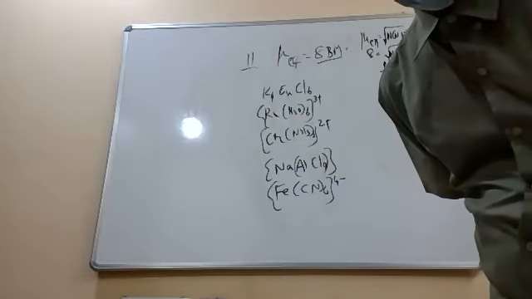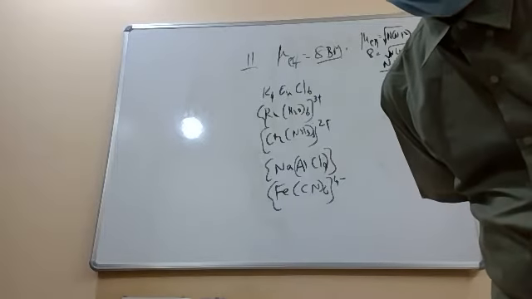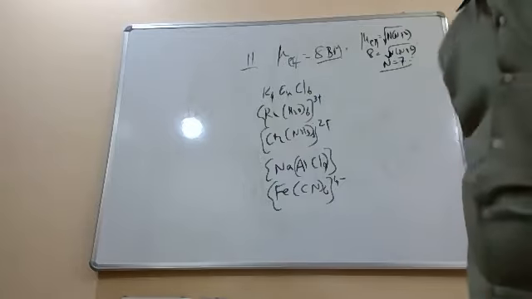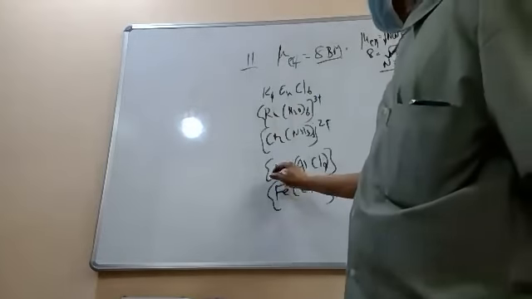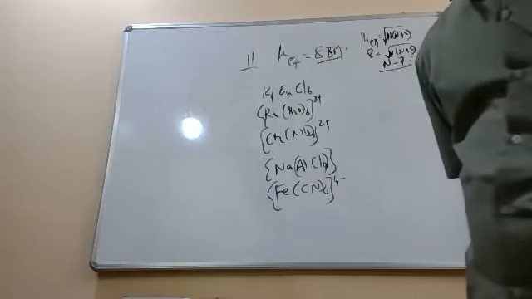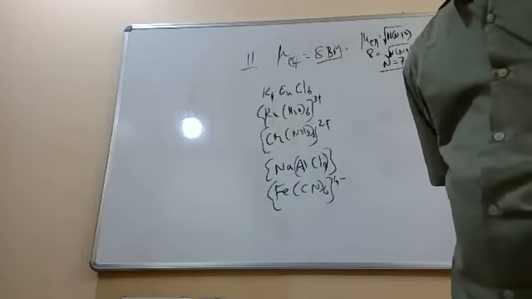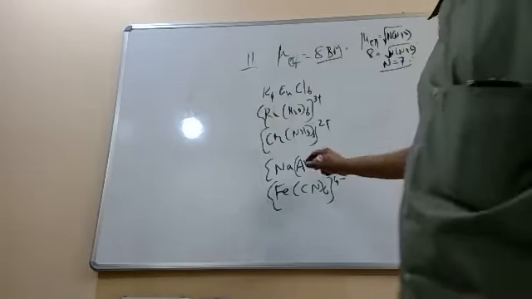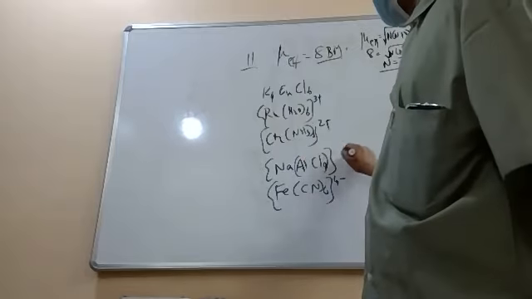Now we want to identify a complex that has 7 unpaired electrons. If you look at this choice, sodium aluminum chloride, that is sodium tetrachloroaluminate, aluminum 3+ has 0 electrons.